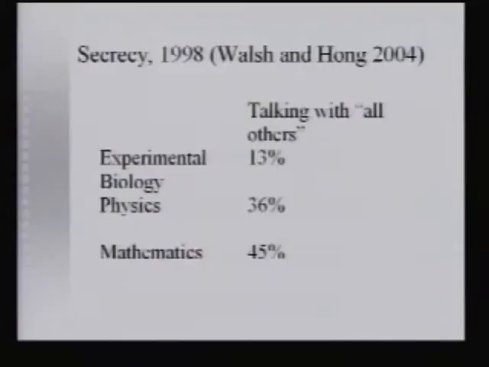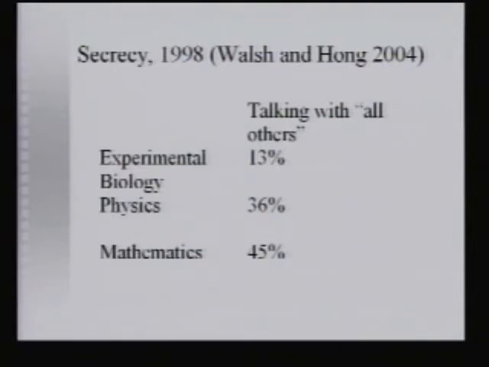Secrecy also went up. This is from a Walsh and Hong paper that hasn't been published yet, but I received permission to cite it, where they did a survey of secrecy in 1998. And look at the numbers here. 13% of experimental biologists feel comfortable talking outside their lab. So much sharper reduction in the number than in, although there has been a reduction in physics and mathematics as well, a much sharper reduction in experimental biology. We're talking a lot of secrecy here.